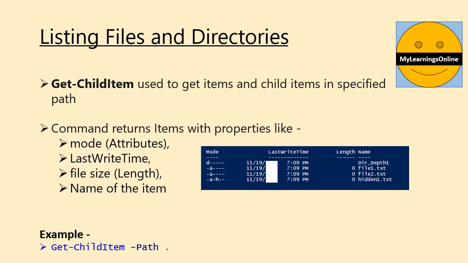When we run the command Get-ChildItem, it returns all the items of the specified directory along with their properties like mode, last write time, file size, name of the item, etc. The Mode property is not a single property, but basically a set of attributes in itself. More about this we will see in a coming slide. In the screenshot we can see a sample of the output that we get when listing files.